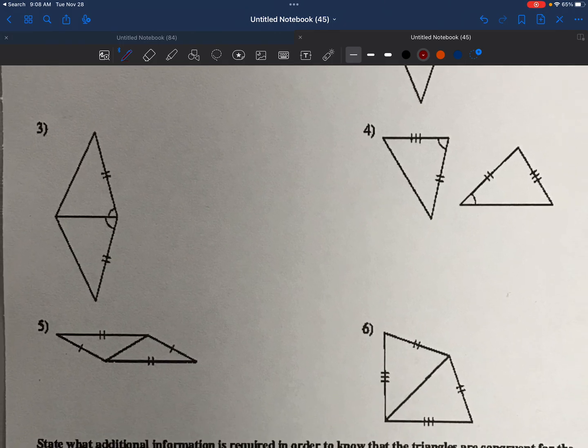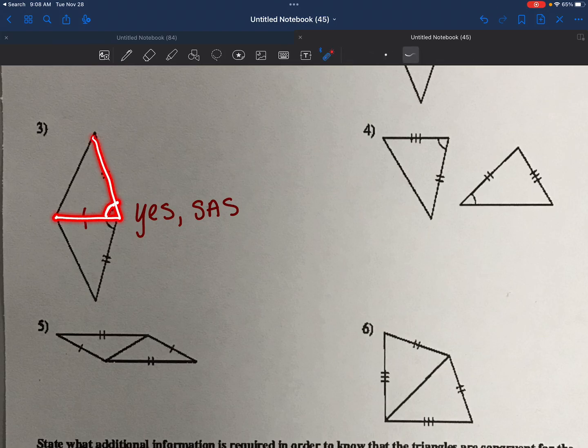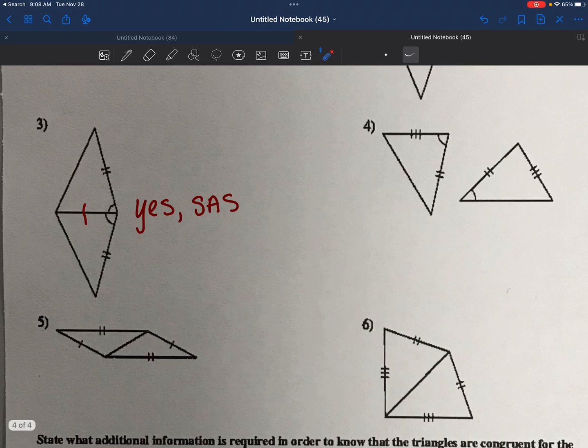All right, number 3. What should I fill in? Shared side. Okay. Yes or no? Yes. What is it showing? Side, side, side. Side, angle, side. Okay. Like always, we check the shared sides. Is our angle in the middle? Check the shared side, angle in the middle. Okay. All right. I want you to try 4, 5, and 6, and then I will give you answers on those after you just try those. Make sure you're writing in pencil just in case, because this is still your notes.